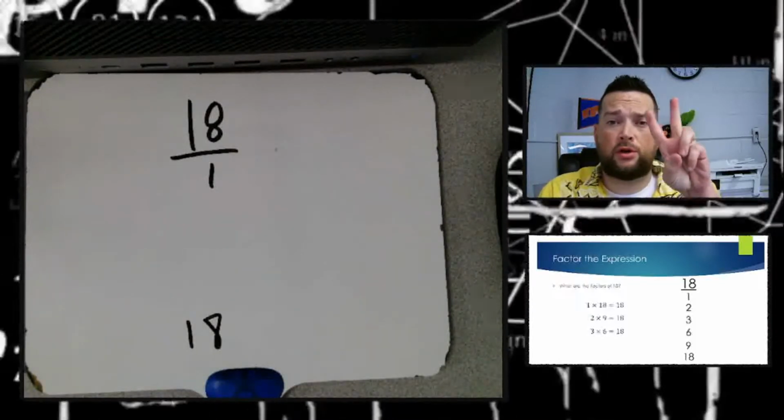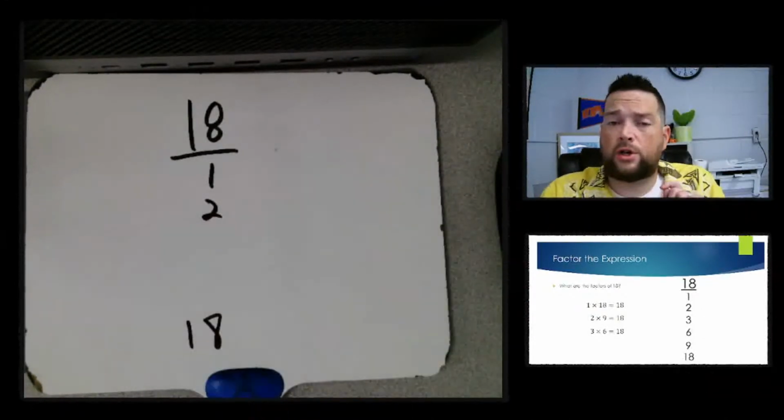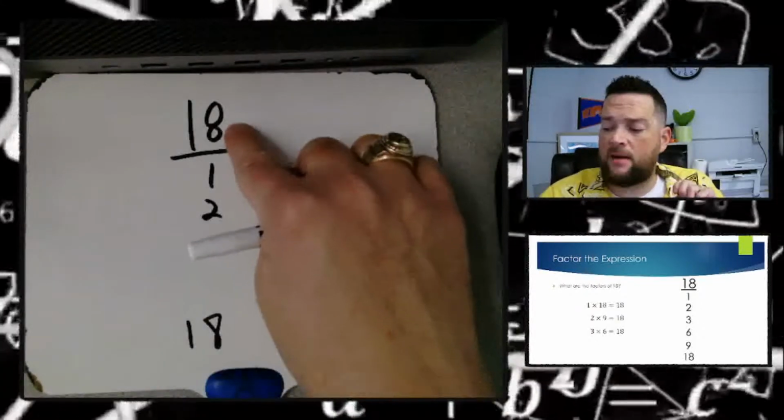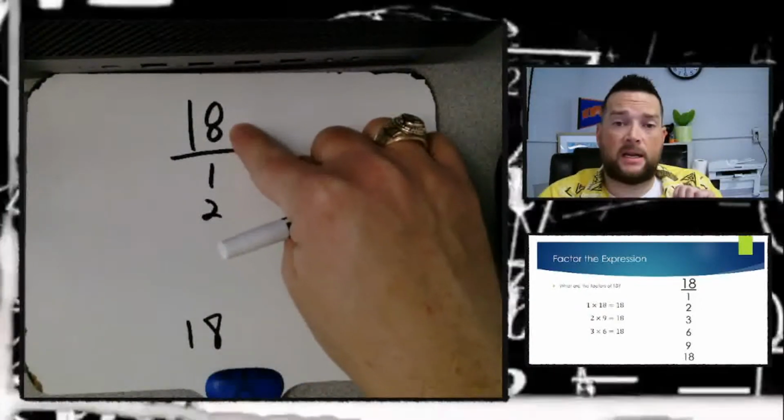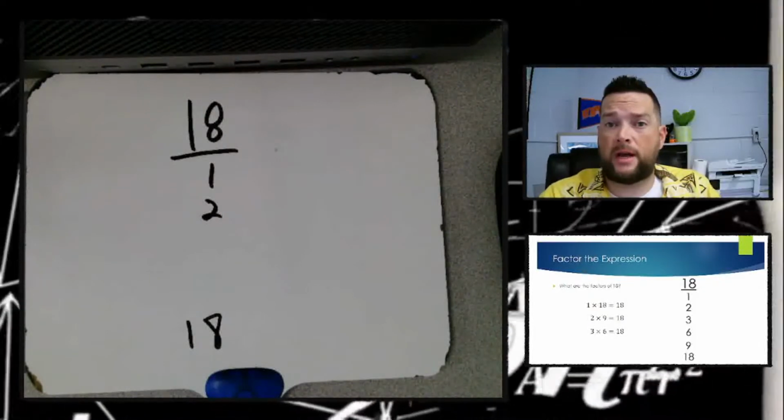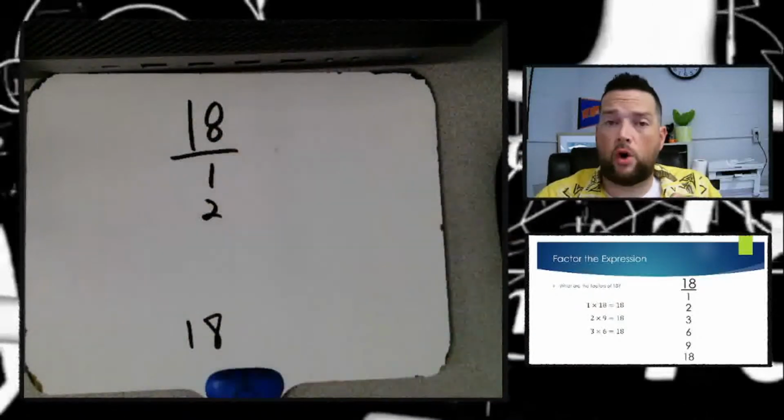Then I'm going to go to 2. I'm going to ask myself, will 2 go into 18? And if it's an even number, like 18 is, even numbers end in 2, 4, 6, 8, or 0, then 2 will go into it.